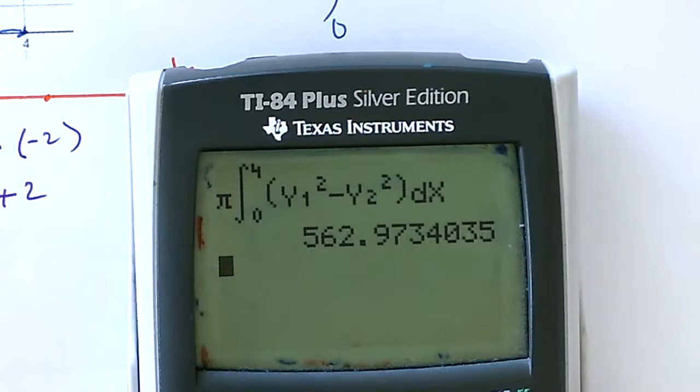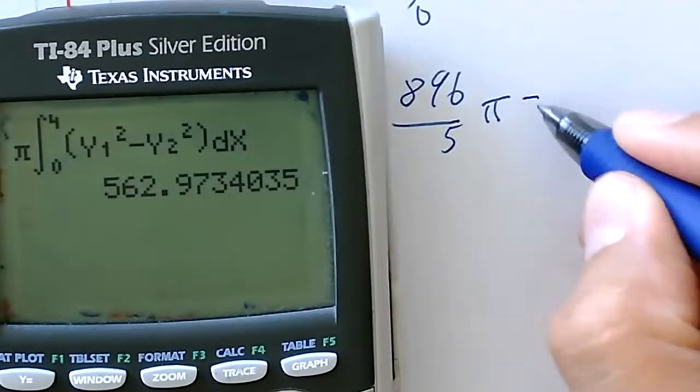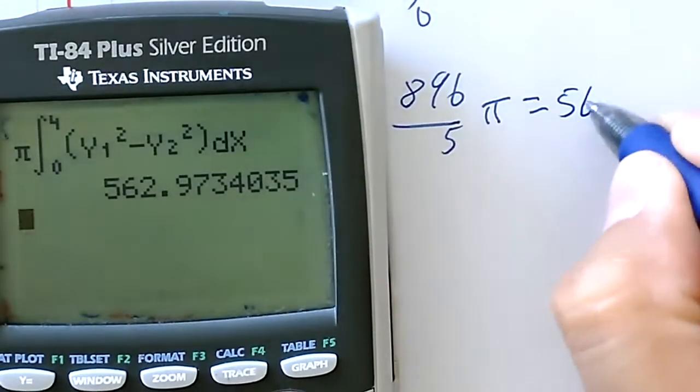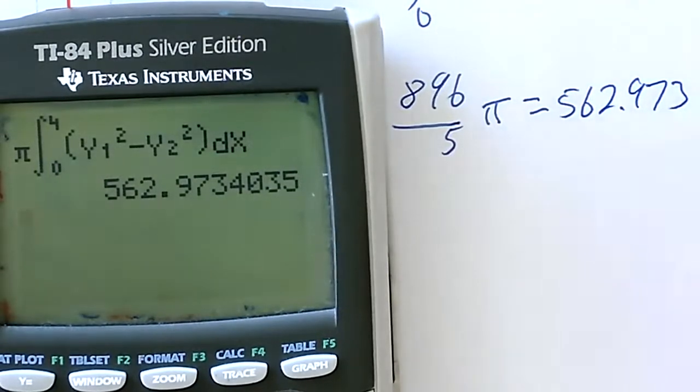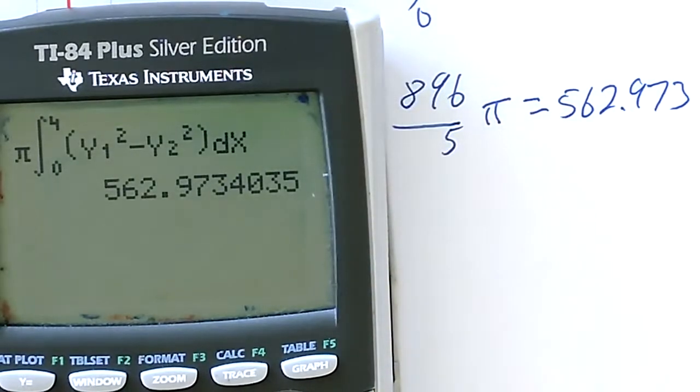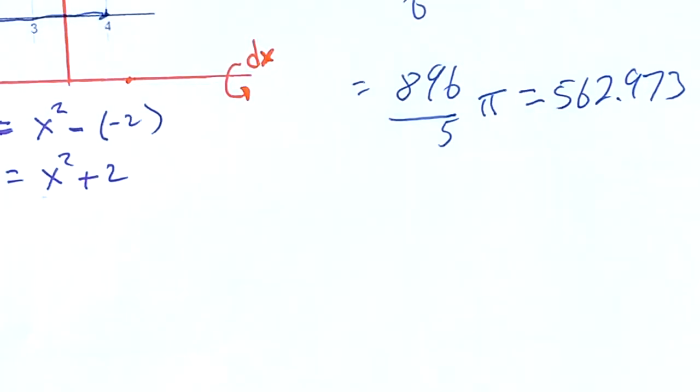That's a decimal. So let me write it over here. 562.973. So if we divide that out, it should be equal to that. I'm going to move on. Part B.